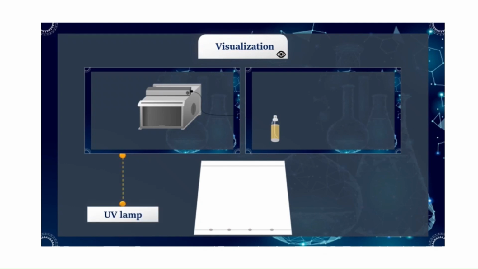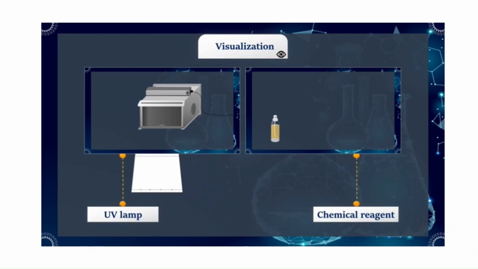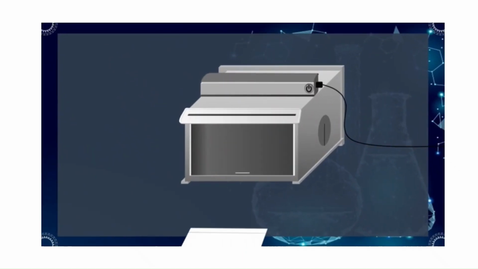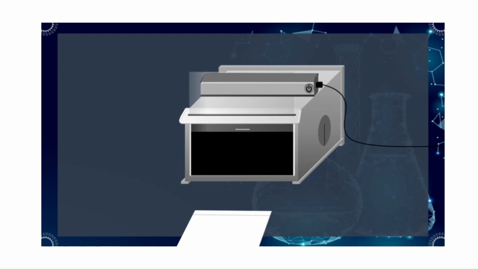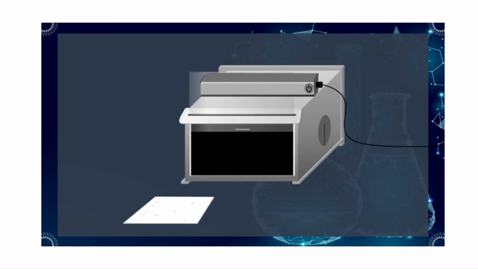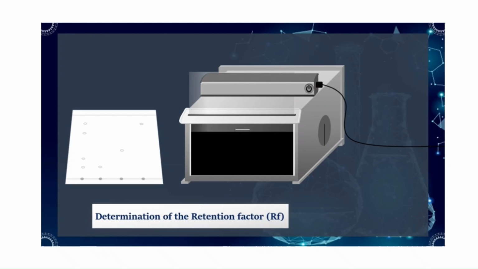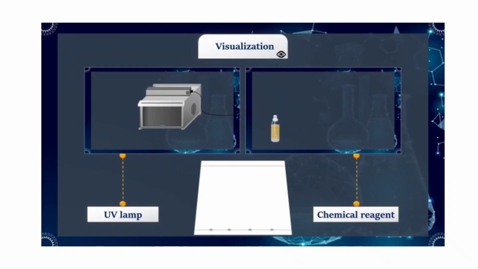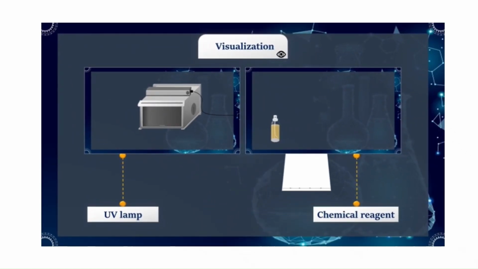Now, for visualization, most compounds are colorless, so we cannot see them with the naked eye. So visualization is necessary to detect separate spots. For visualization, we are using UV light detection. Under the UV light at 254 nanometer or 366 nanometer, compounds we can see. If we can see with the naked eye, then it's okay. Otherwise, we have to use the UV lamp.